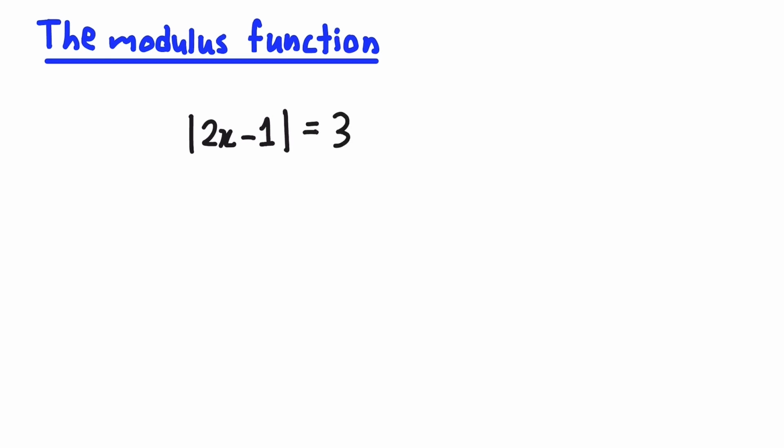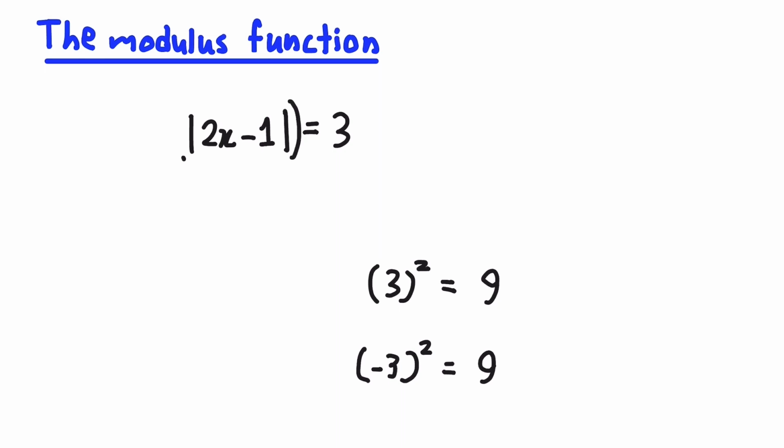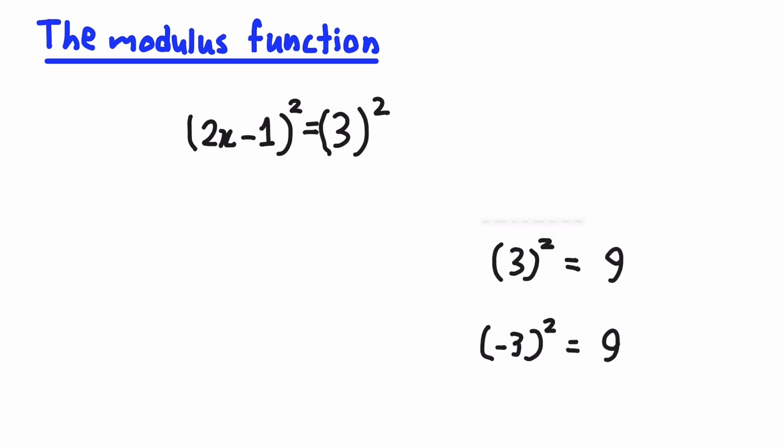If we square 3, we will get 9. And what will happen if we square negative 3? We will also get 9. So it means that 2x minus 1 squared will equal 3 squared, because it doesn't matter what the sign is. So if we take the square of both sides, it doesn't matter what the sign is, and we will get two values. So we'll square 3 and we'll square 2x minus 1. And let's try to answer.